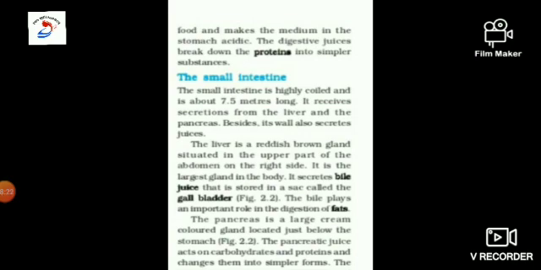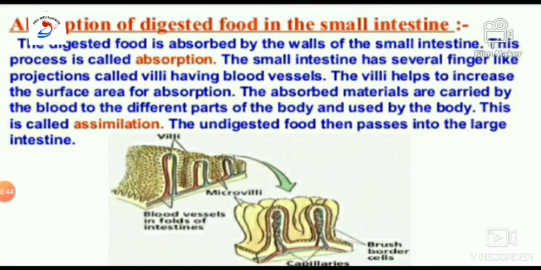Next is the pancreas. It's a large cream-colored gland located just below the stomach. The pancreatic juice acts on carbohydrates and proteins and changes them into simpler forms. The partially digested food now reaches the lower part of the small intestine.